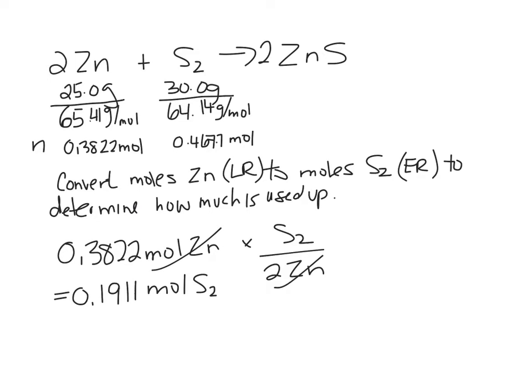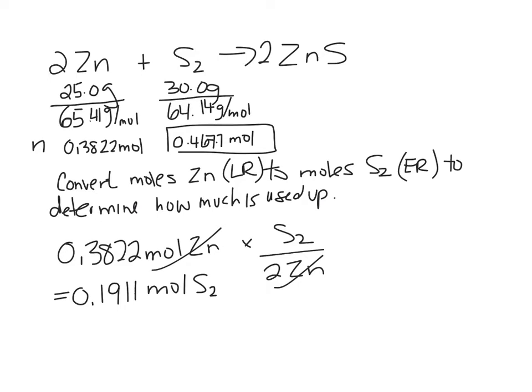You can do one of two things. Convert that to mass, subtract it from 30 grams, or subtract that moles from moles here, and then multiply that by the molar mass. So which one do you want to do? Do you want to work the first one?